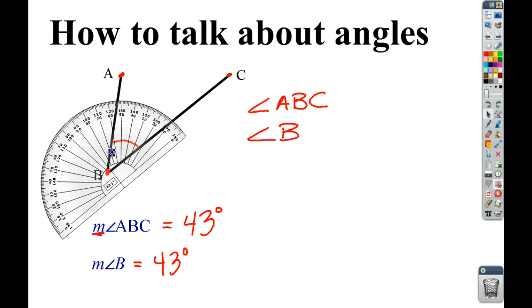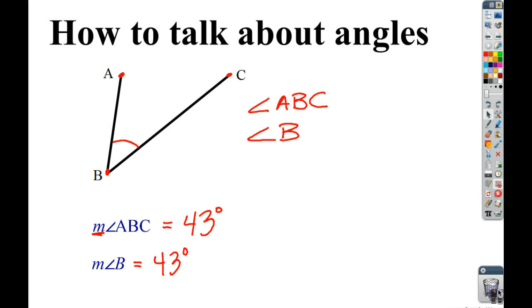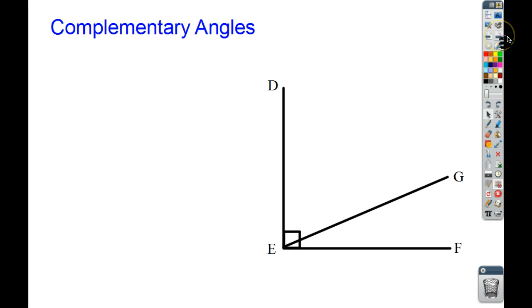So, yeah, there you have it. This is typically how we're going to talk about angles. All right, so let's move on. Okay, here we're going to start talking about this idea of complementary angles. Complementary angles are when two angles add up to 90 degrees.